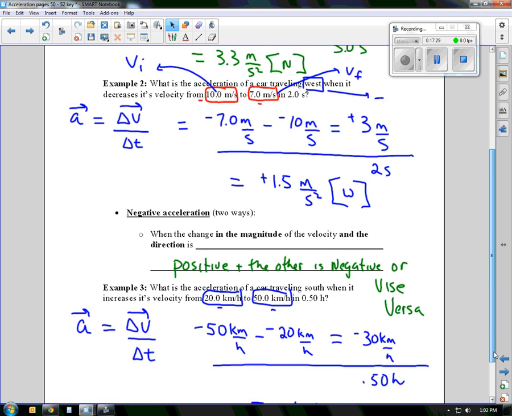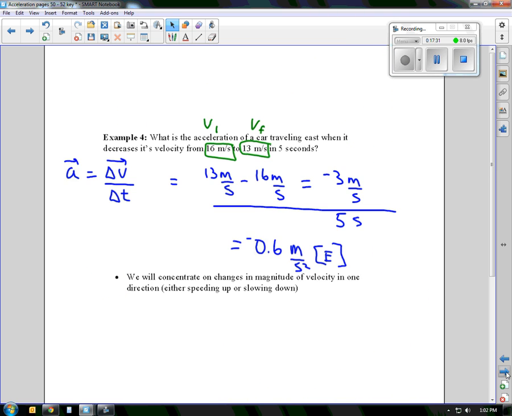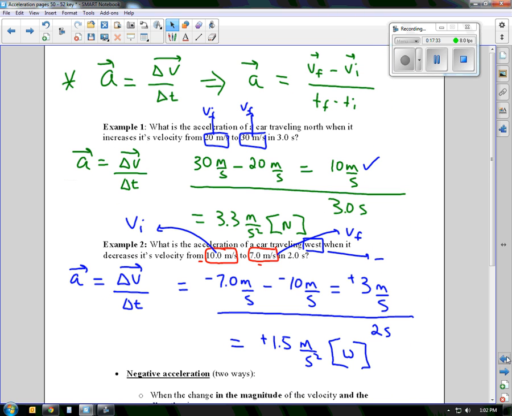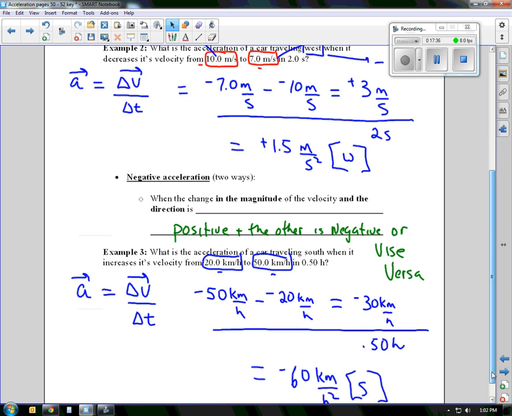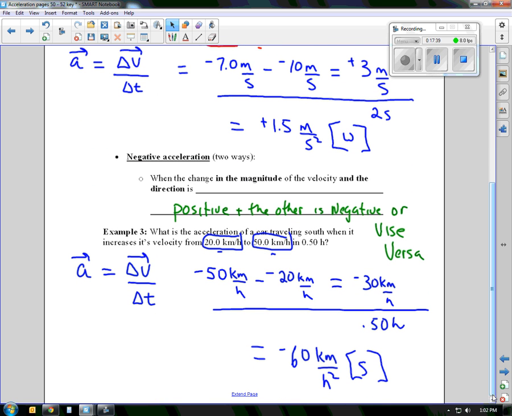So now let's look at 2 examples of negative acceleration. So here's the first example down here. The question reads as follows: what is the acceleration of a car traveling south when it increases in velocity from 20 to 50 kilometers an hour in 0.50 hours? So we're accelerating in a negative direction.